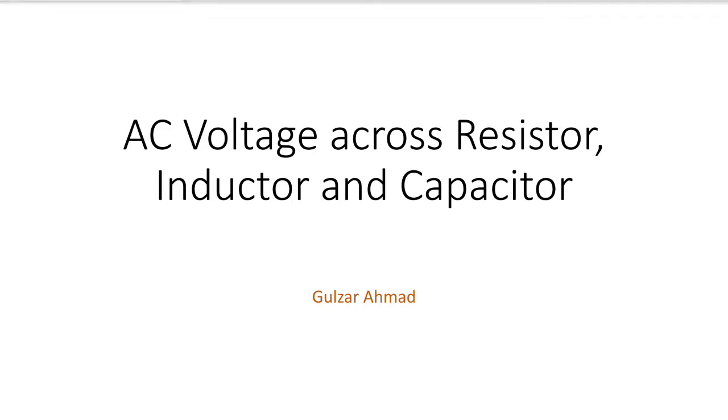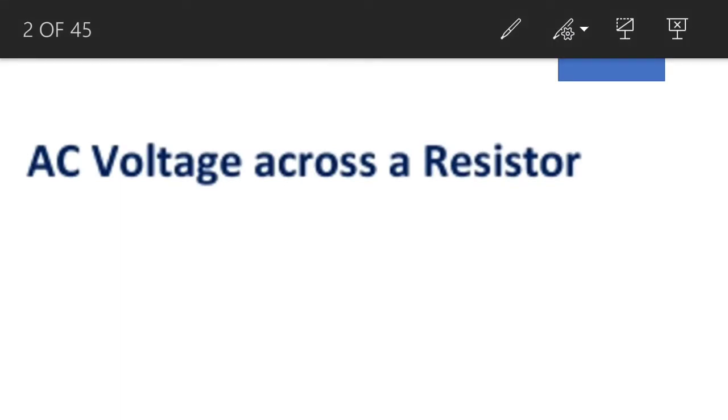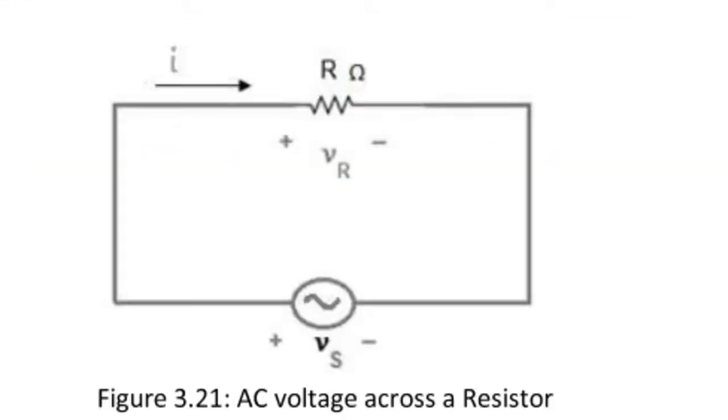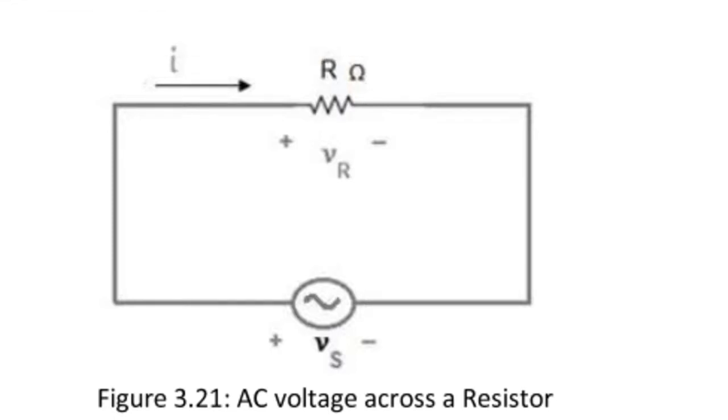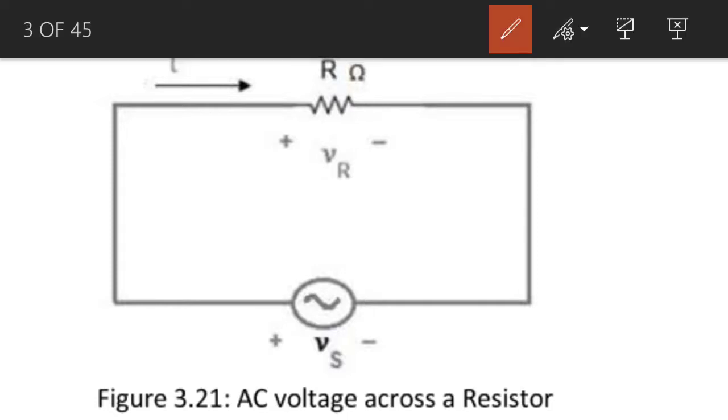So let us consider an AC voltage across a resistor. If you look at the circuit diagram, the AC voltage is applied across a resistor. There will be an AC current in the resistor, and the AC current results in a voltage drop across the resistor.